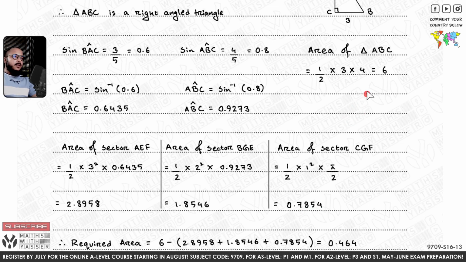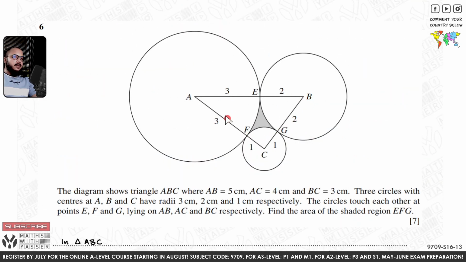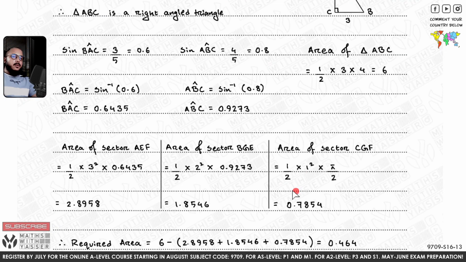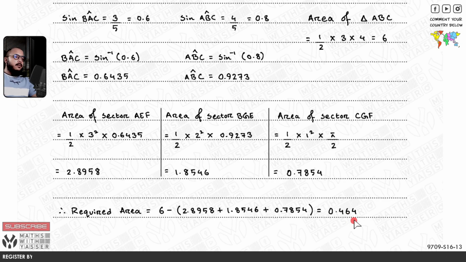So the area of the triangle, which is 6, the whole thing, minus these three sectors. So 6 minus these three values gives us 0.464, and that is the area of the shaded region.